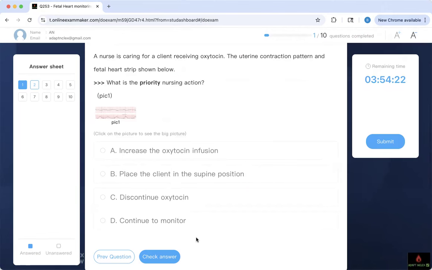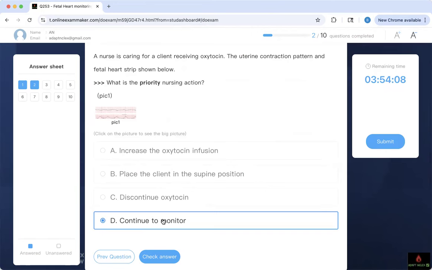Pause the video, select your answer, like a learning exercise. Then, if you get it wrong, it's okay. If you get it right, keep on going. Then we go with the rationale. What is the answer choice? Think about it. The answer choice is: we continue to monitor. Why? Let's look at it.